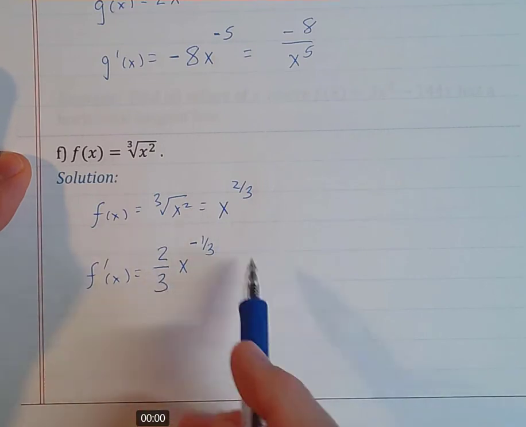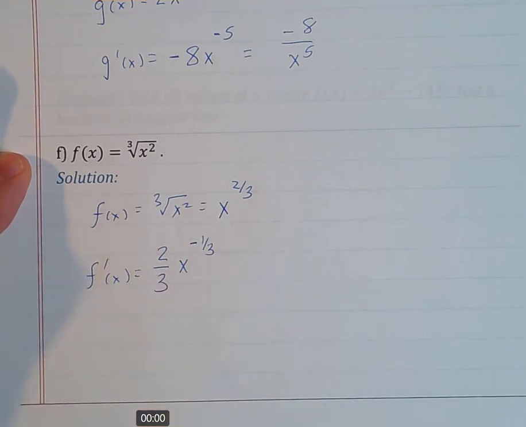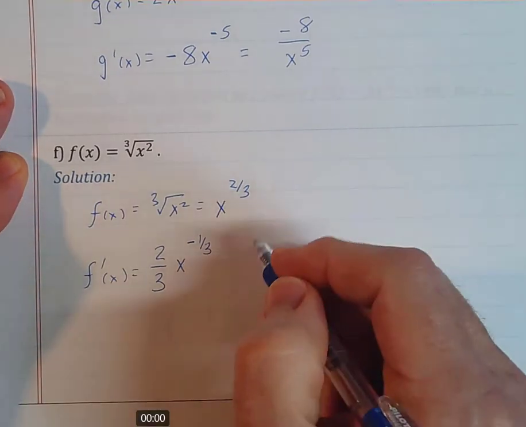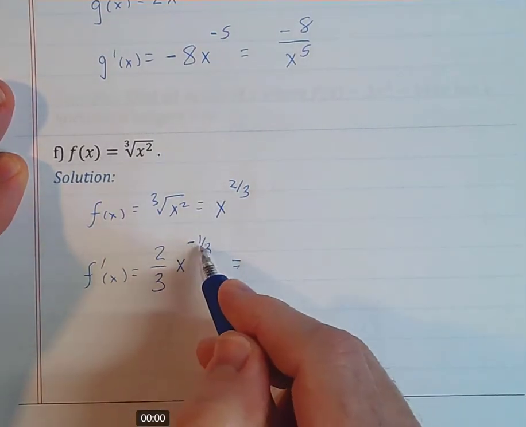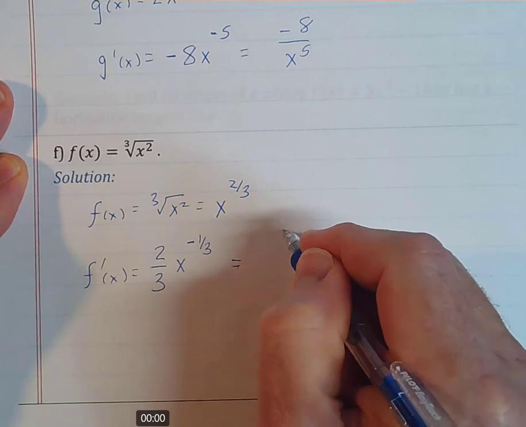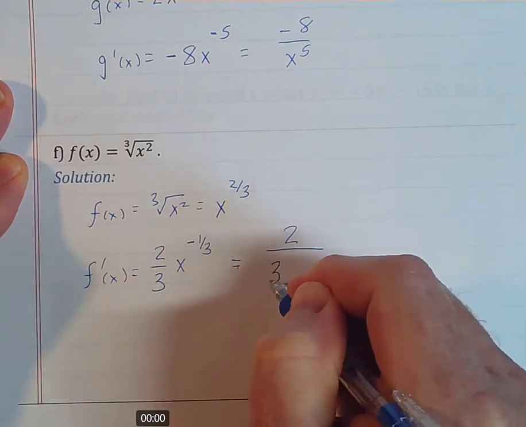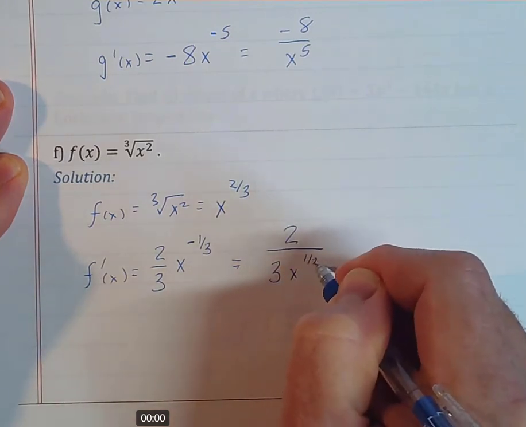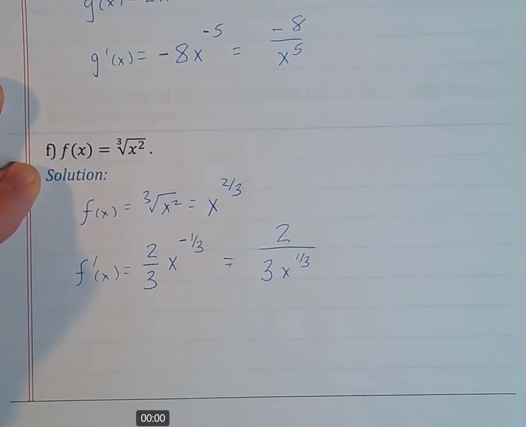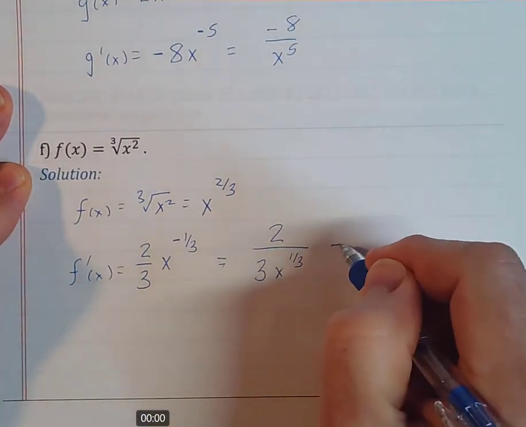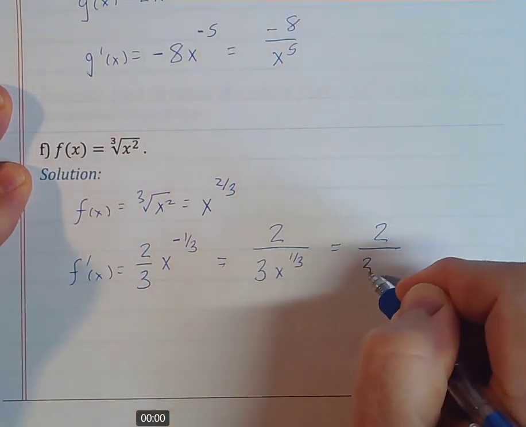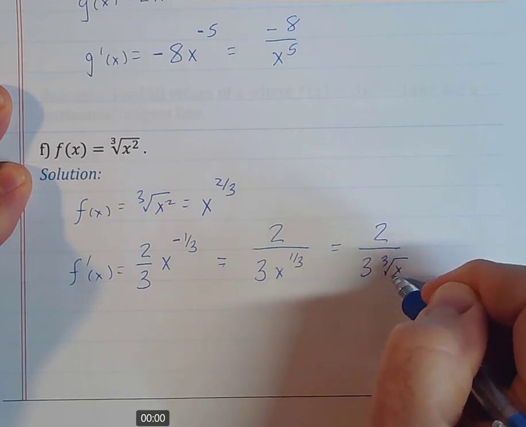You know, there's nothing wrong with this expression as it is, but sometimes we have to rewrite things in different ways. Let's see, that's a negative exponent, so that goes downstairs. So I can rewrite this as 2 over 3x to the 1/3. I could even take it one step further: 2 over 3 times the cube root of x.